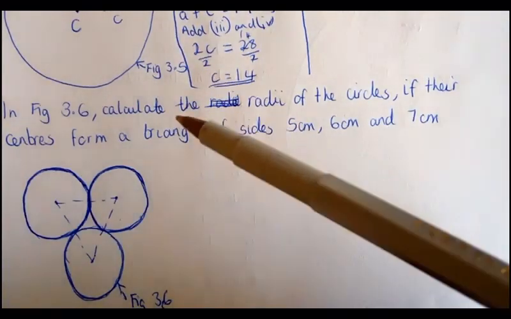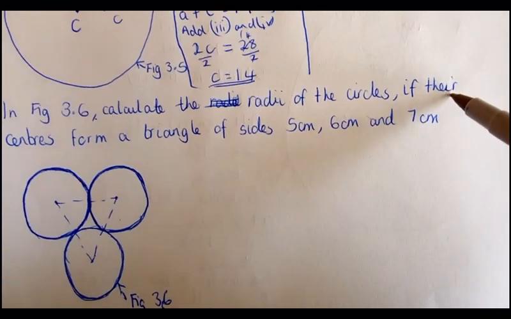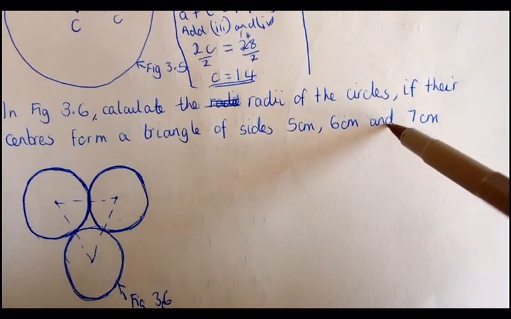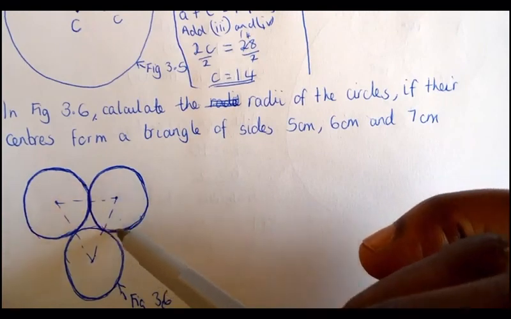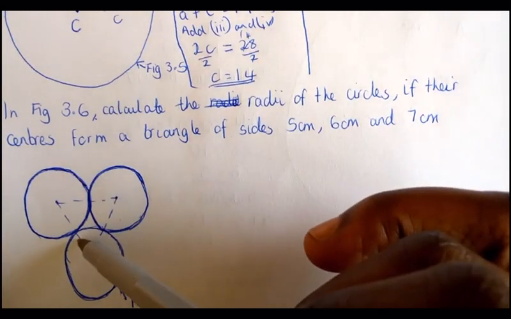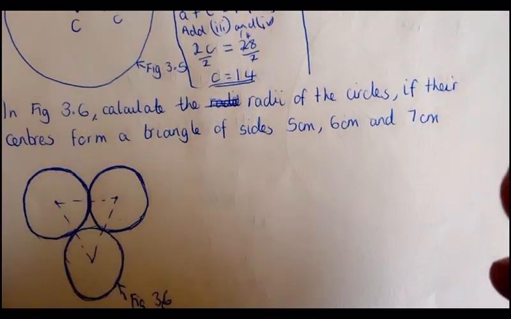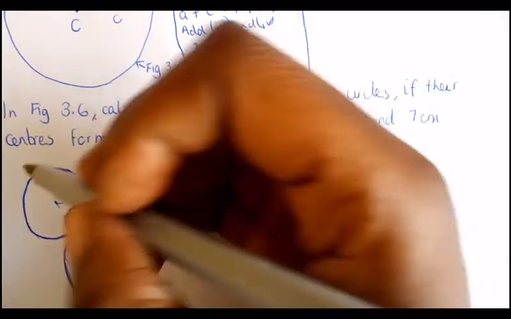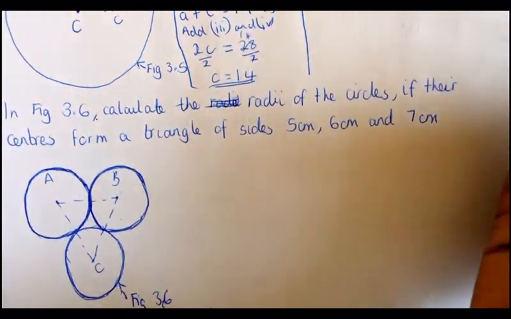Question number 2. In fig 3.6, calculate the radii of the circles if their centers form a triangle of sides 5, 6, and 7 centimeters. And we know that these circles connect externally, so the distance between their centers is equal to the sum of the radii. So we can name this A, this B, and this C, these circles.